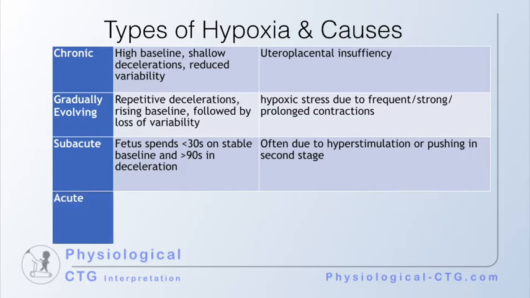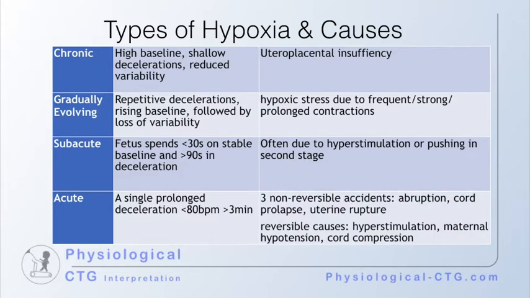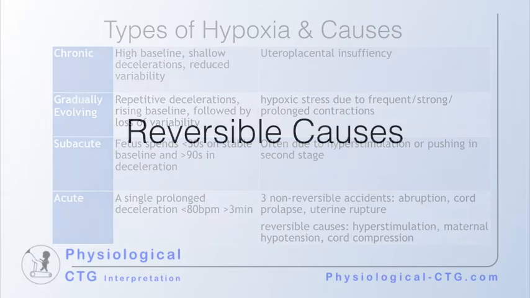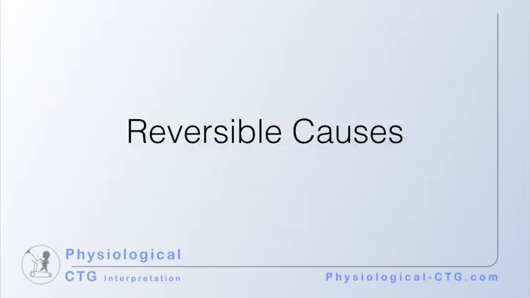Acute hypoxia manifests as a single prolonged deceleration, less than 80 beats per minute, for more than 3 minutes. In this situation, we need to exclude the 3 obstetric non-reversible accidents, which are abruption, cord prolapse, and uterine rupture. Once these are excluded, we can look at reversible causes such as hyperstimulation, maternal hypotension, and cord compression. We will start by looking at some reversible causes of hypoxia.